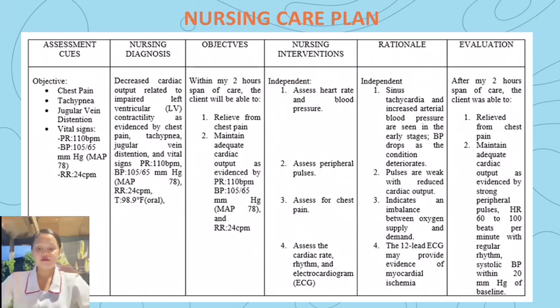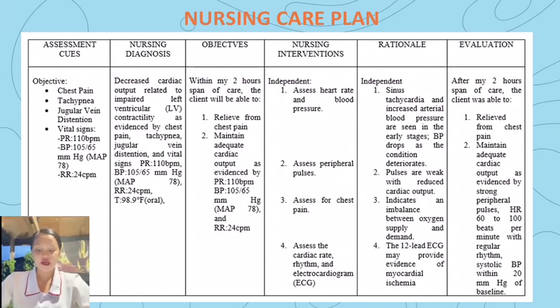For the independent interventions: first, assess the heart rate and blood pressure, because sinus tachycardia and increased arterial blood pressure are seen in the early stages. BP drops as the condition deteriorates. Second is assess the peripheral pulses. Pulses are weak with reduced cardiac output. Third is assess the client for chest pain. It indicates an imbalance between oxygen supply and demand.